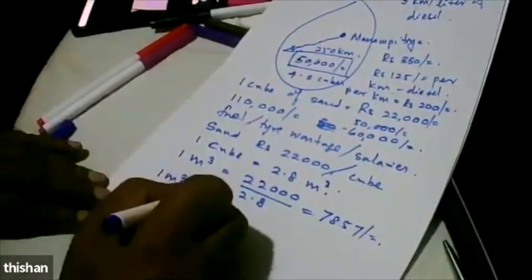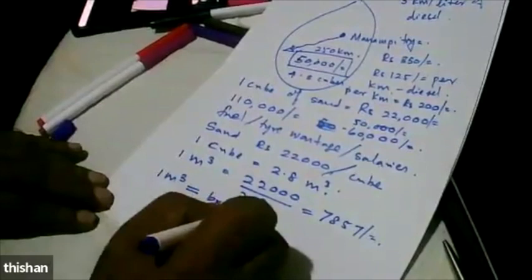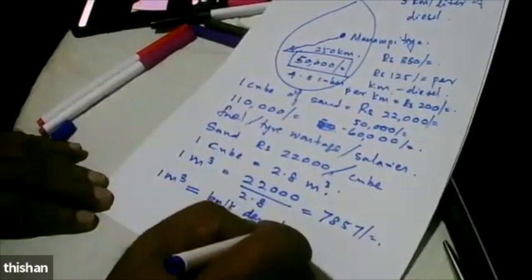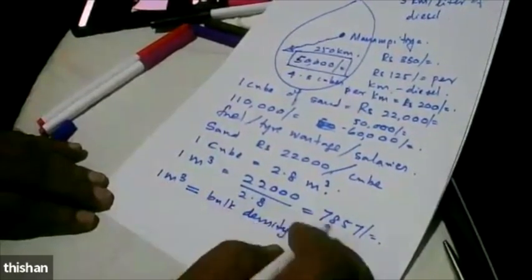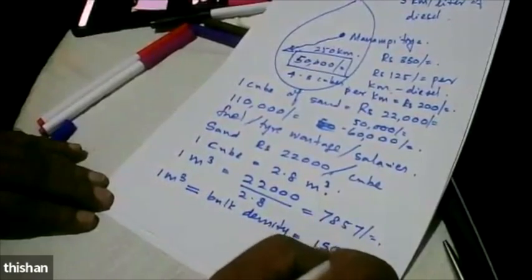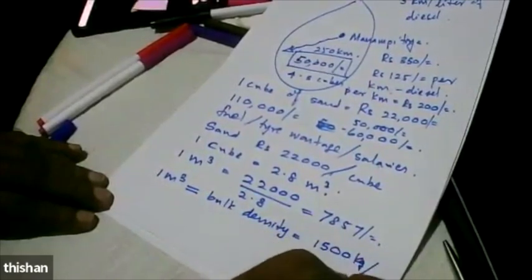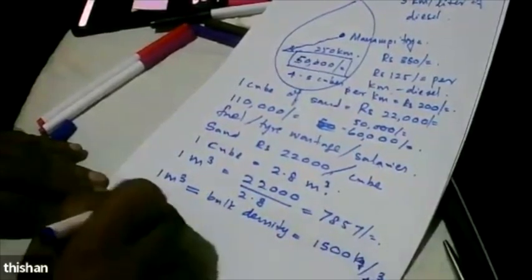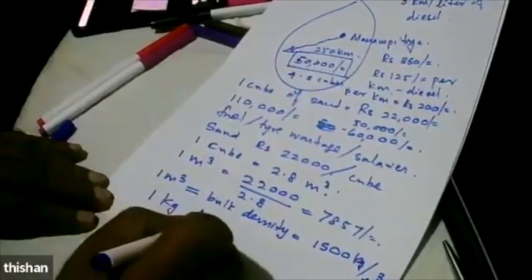Seven thousand eight hundred and fifty-seven rupees. And 1 meter cube has a bulk density. These are the solid material we buy, the bulk material, 1,500 kilograms per meter cube. So 1 kilogram of sand.